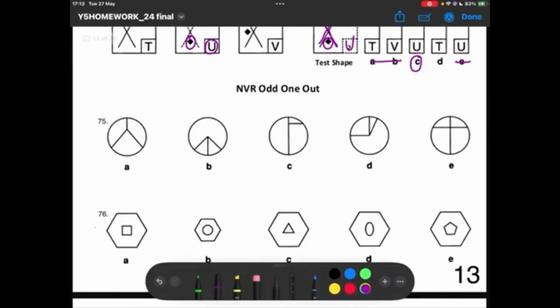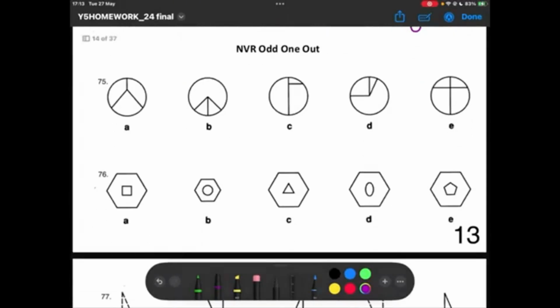Now onto the odd one out questions. So here, each one has 1, 2, 3 sections. 1, 2, 3, 1, 2, 3, 1, 2, 3, 1, 2, 3, 4. So E is the only one that has 4 sections, so E is the odd one out.